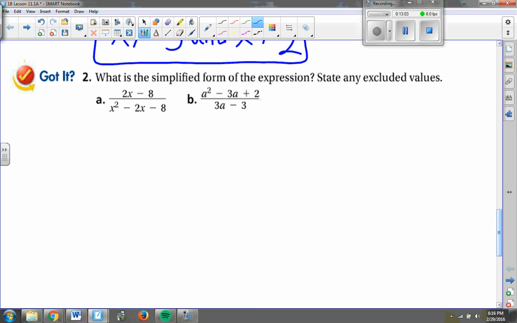Couple for you to try here. These two problems, you have to factor the bottom in A, factor the quadratic, and the top in letter B. And make sure that you cancel something out and get a more simplified form, and then state your excluded values. There are two excluded values in A and one in letter B. So pause the video, take a look at those, then come on back, and I will show you what we should get.